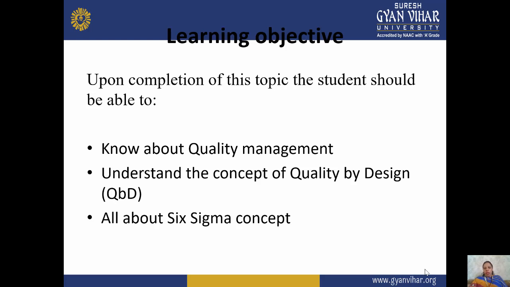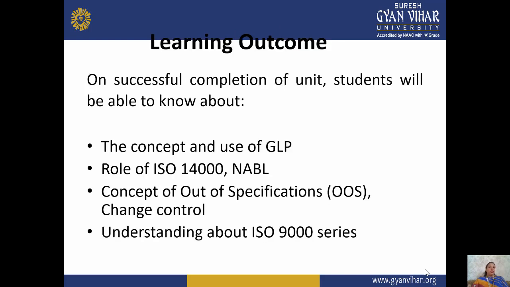The learning objective related to this topic is to know the various things related to quality management, what is quality management, etc., under the concept of Quality by Design, QBD. All about the Six Sigma concept we'll discuss in this unit. Similarly, on successful completion of this unit, the students will be able to know about the concept and use of GLP, the role of ISO 14000, NABL, the concept of out of specifications, change control, as well as understanding about the ISO 9000 series.